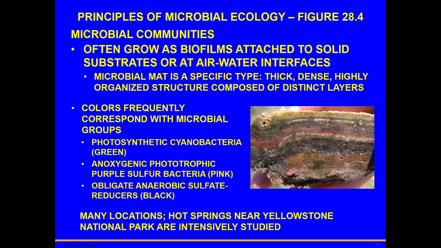In those distinct layers, you are able to identify, just by the colors, the different microbial groups that were present. So you have the areas that were green up here. These were photosynthetic cyanobacteria. Then you start having these pink areas, as you can see here. This is anoxygenic, phototrophic purple sulfur bacteria. And then if you look toward the lower end right here, you have the obligate anaerobic sulfate reducers. That's the blackened area there.